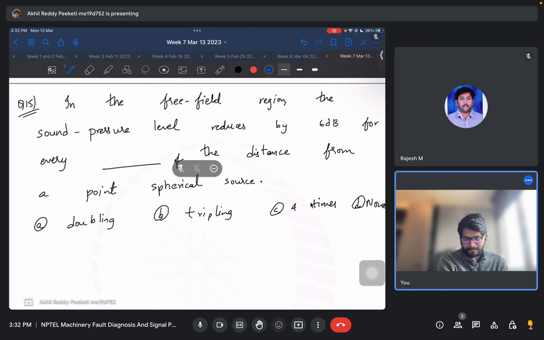Next question. In the free field region, the sound pressure level reduces by 6 decibels for every dash of the distance from the point spherical source.